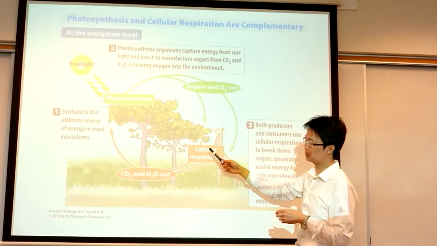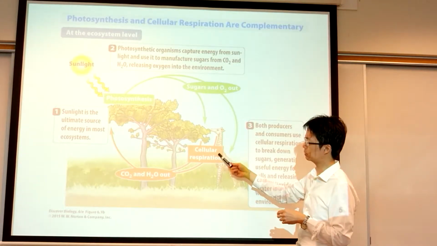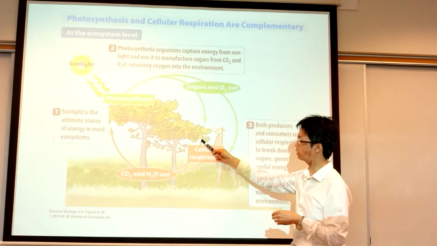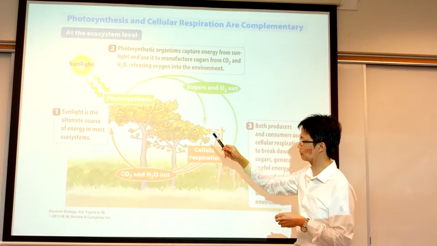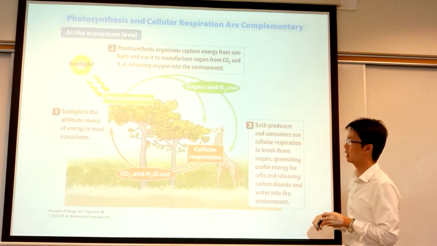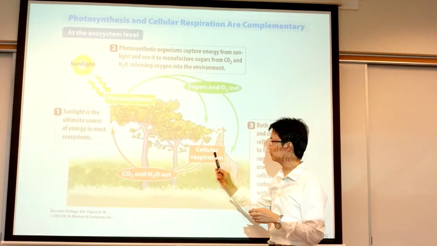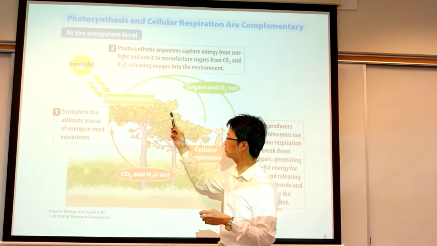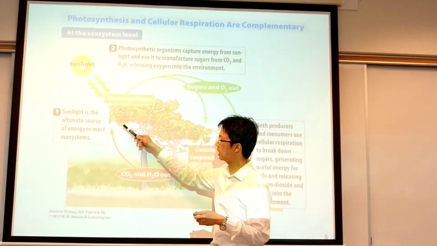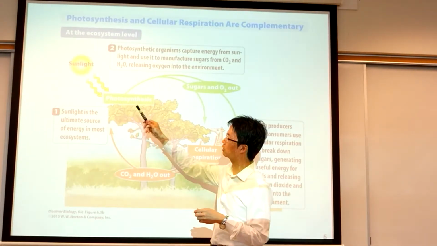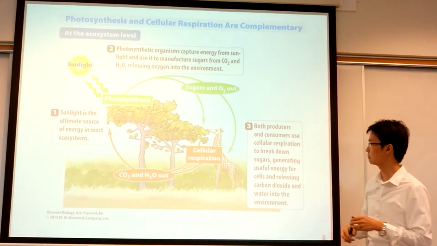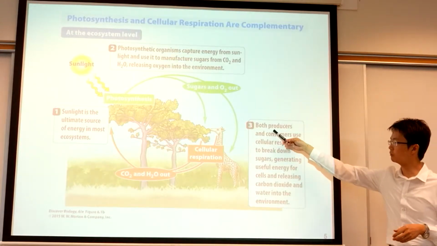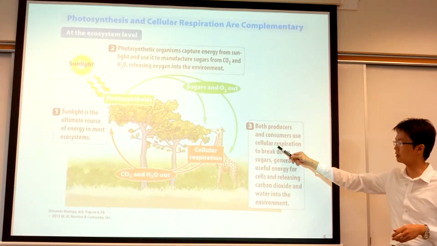And this picture is correct. You can see the cellular respiration occurs in the animal, in the consumer, but it also occurs in the plant, in the producer. And then the product of the cellular respiration is carbon dioxide and water, which the plant uses as the reactant or input for photosynthesis. So I want to emphasize that both producer and consumer use cellular respiration.